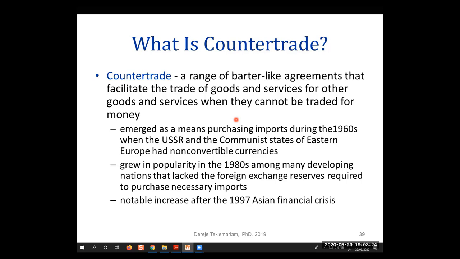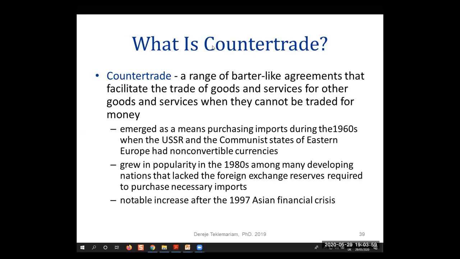Sometimes some governments may be conservative. Okay, we don't have that much hard currency, so why don't we exchange products? This is what we call counter trade. We need to think of some sort of counter trade so that our balance of trade deficit can be minimized. By the way, I encourage you to think how much counter trade can be a solution for Ethiopia. Can counter trade be a solution for Ethiopia, for instance?